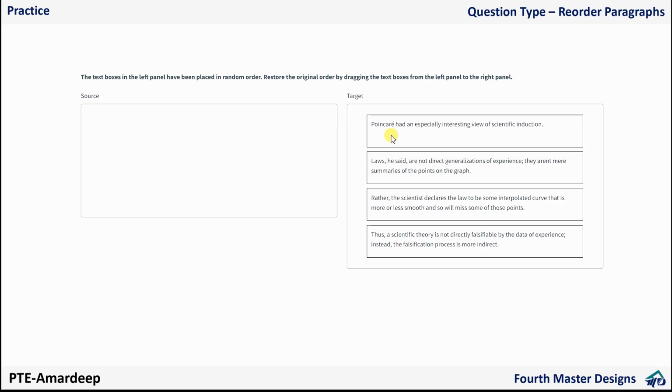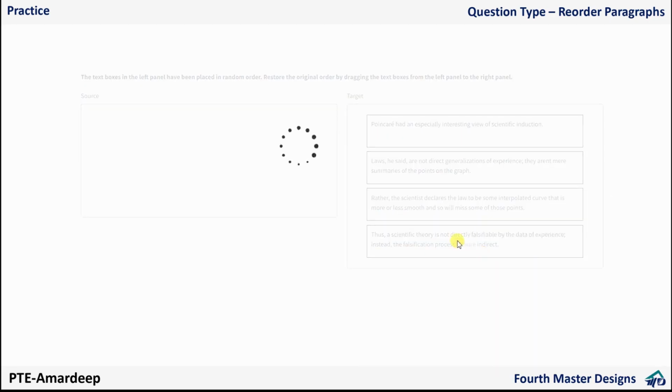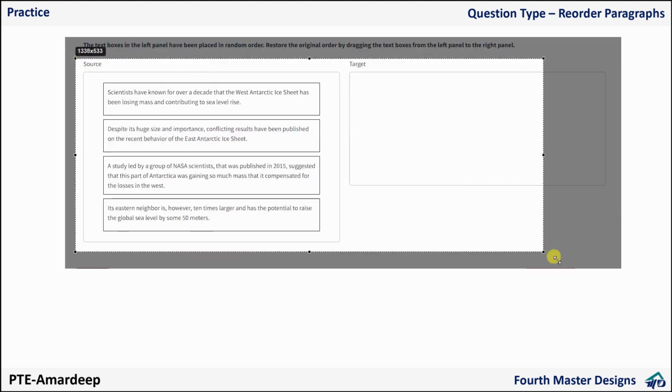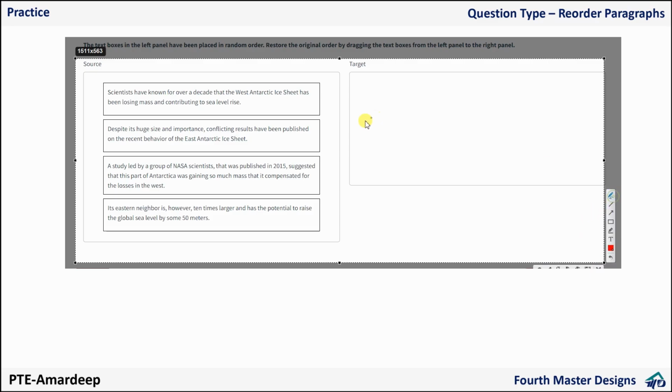Okay. Now let's do one more and then we will end our lecture. So here we go. "Scientists have known for over a decade." So this can be our first one. "Despite its huge size and importance": no, this cannot be my start, because of the connector "despite." "A study led by a group of NASA scientists": maybe it can be our start. "Its eastern neighbor is, however, 10 times larger." Here you have a pronoun.